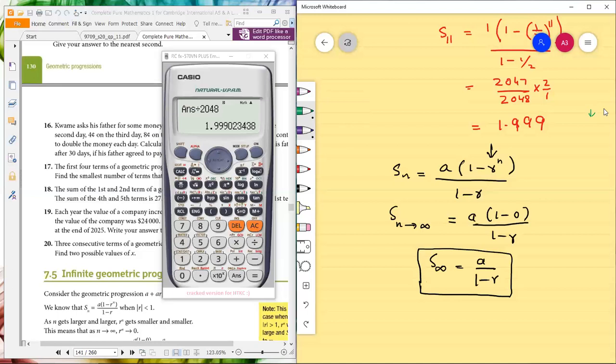So we can say that in a convergent sequence we can calculate the sum of infinite terms, that is a over 1 minus r. And there is a small restriction when we use this formula: r must be between 1 and -1.